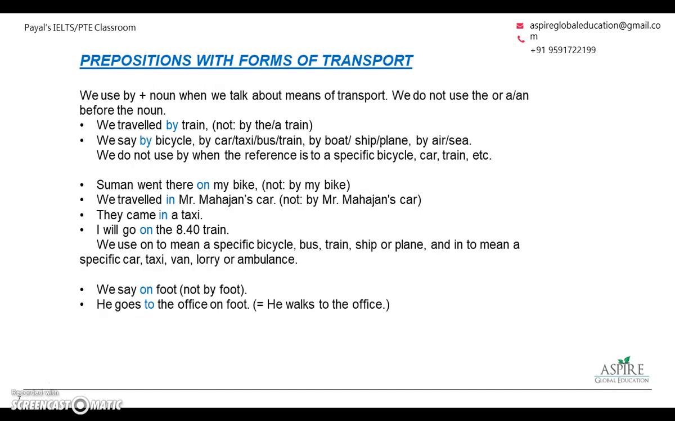Okay, now let's go through the most commonly made mistakes. You make a lot of mistakes, especially when you're using the preposition with different forms of transport. Like, we traveled by train. A lot of people say we travel in train because you're sitting inside the train. No, it doesn't work. We say by bicycle, by car, by taxi, by boat, by air. So a lot of people also say in car, in taxi, or on bicycle. So let's try to understand the difference.